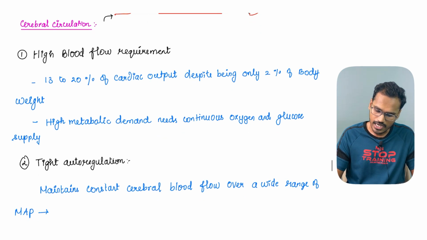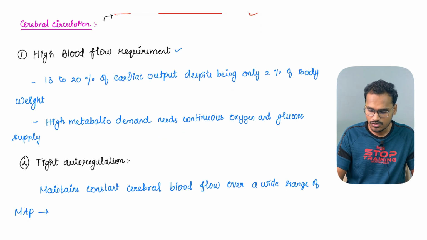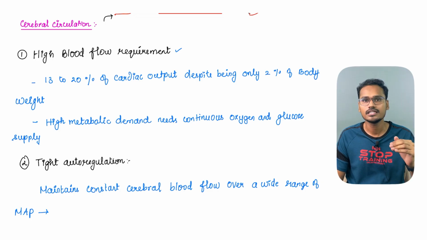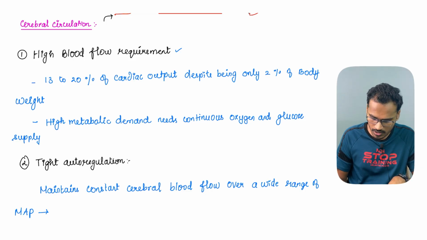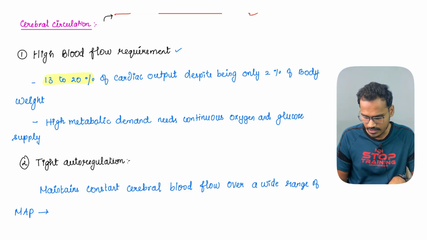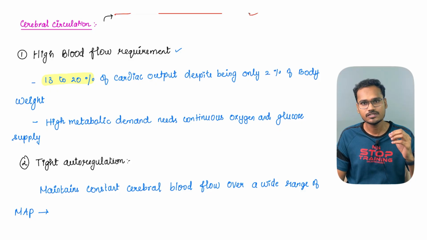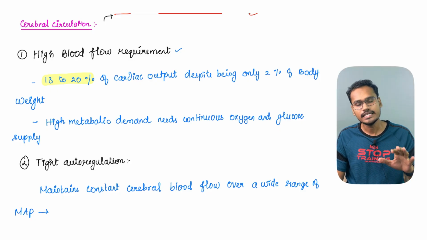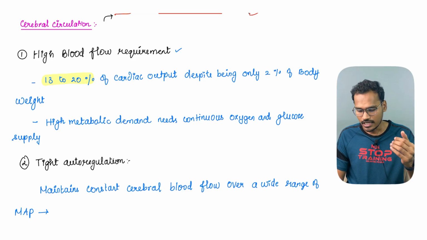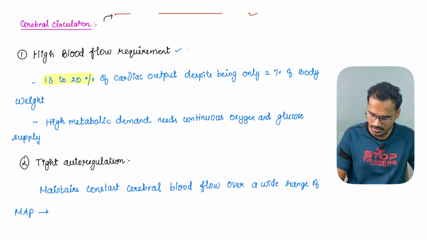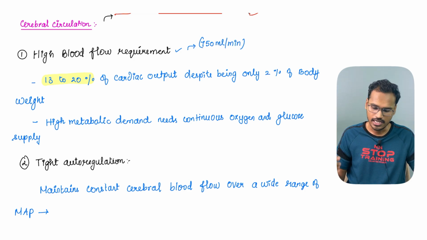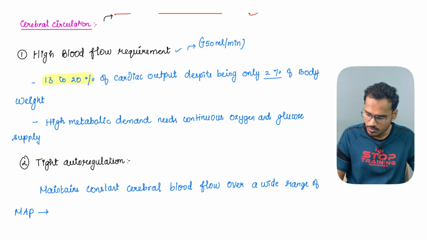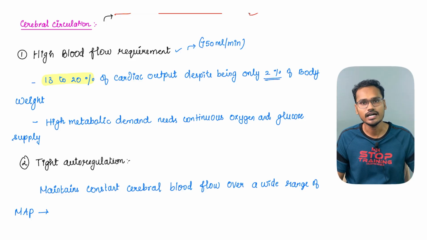Here it has a high blood flow requirement. Naturally, even at baseline, at resting condition, the brain is one of the most vital organs. So it takes around 13 to 20% of the cardiac output. In the previous exercise physiology video itself, we saw at baseline it takes around 13%, which amounts to around 750 ml per minute. That is a huge supply. Even at baseline, it is receiving a huge amount of blood. Its weight is just 2% of the body, but still it requires a high amount of blood.